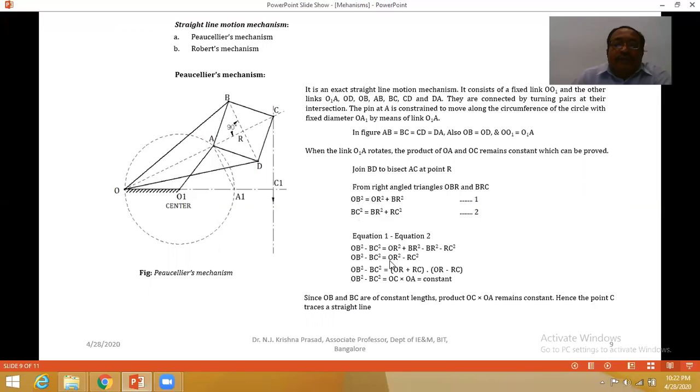So it is in the form of A squared minus B squared. A squared minus B squared means A plus B into A minus B. For this equation, it is possible to write OR plus RC into OR minus RC. OR plus RC is nothing but OC, and OR minus RC is OA. So here OB and BC are constant, so the product of OC and OA remains constant. Hence, the point C exactly draws a straight line.